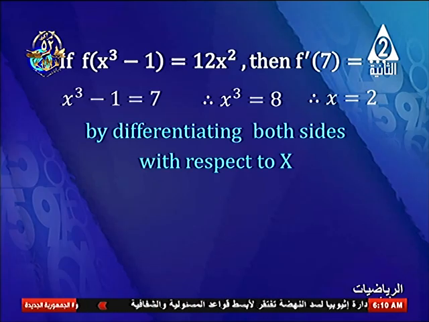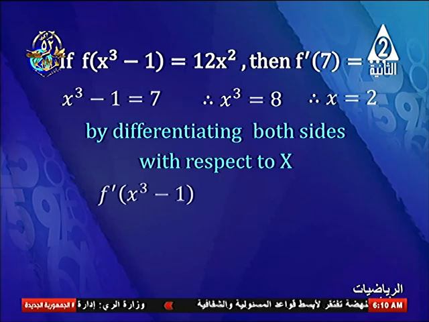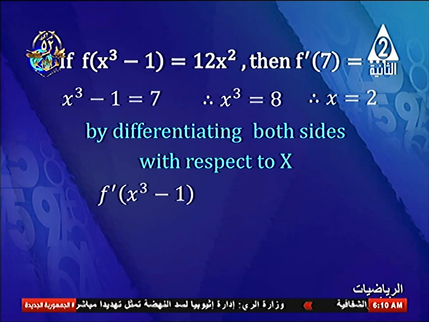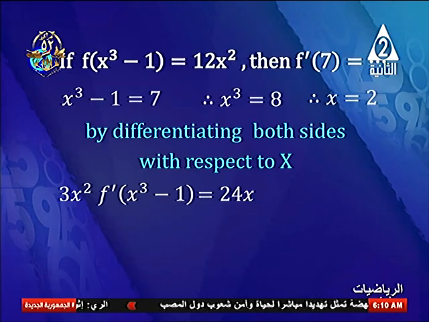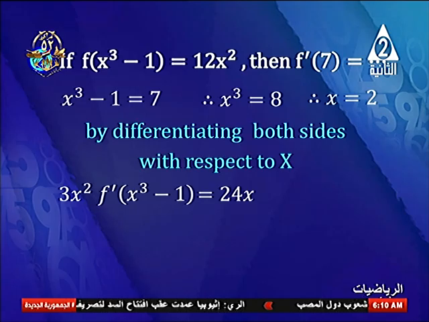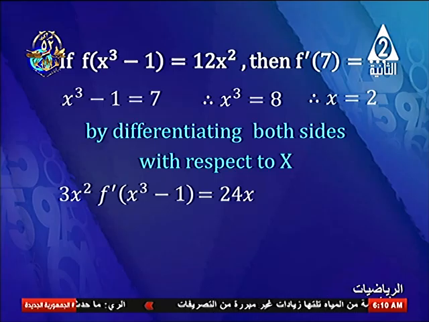By differentiating both sides with respect to x, the first derivative gives 3x squared multiplied by f dash of x power 3 minus 1 equals 24x. On the left hand side, in this example, we have f of x power 3 minus 1.